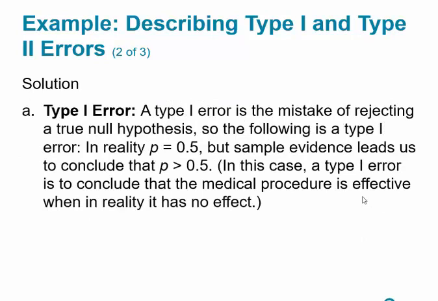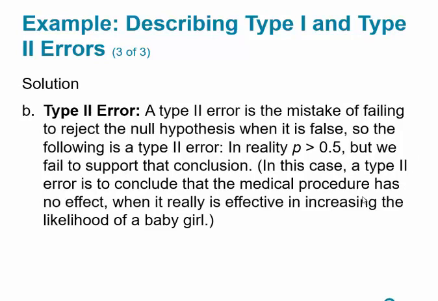So, type 1 error. Type 1 error is the mistake of rejecting the true null hypothesis. So the following is a type 1 error. In reality, P is equal to 0.5, but the sample evidence leads us to conclude that P is greater than 0.5. In this case, a type 1 error is to conclude that the medical procedure is effective when in reality it has no effect.